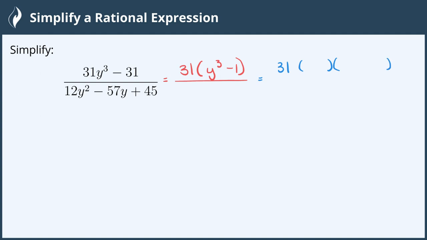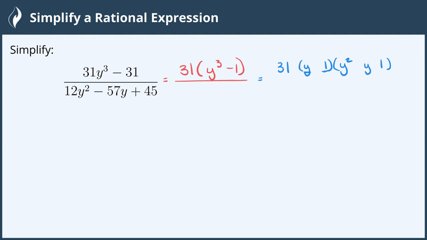Taking the cube root of y cubed is y, and that gives us the first term of the binomial. The cube root of 1 is 1, and that gives us the second term of the binomial. Then we square the first term here to get the first term of the trinomial. Y squared is y squared. And then we square the last term of the binomial for the last term of the trinomial. 1 squared is 1. And then we multiply the two together for the middle term. 1 times y is just y.